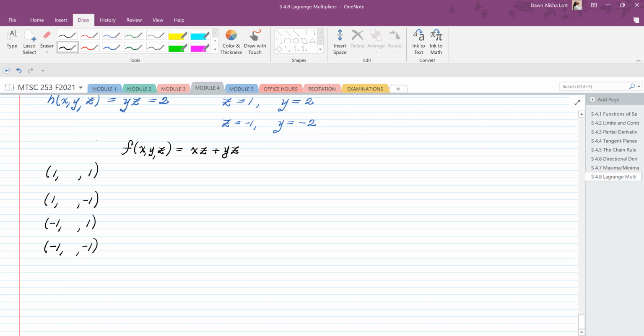Okay, X can be 1 and Z can be 1, and Y would be 2. X can be 1 and Z can be -1, and Y is -2. X can be -1 and Z can be 1, and Y is 2. And X can be -1 and Z can be -1, and Y is -2. Okay, now let's try it again. F of 1, 2, 1. XZ is 1, YZ is 2. That's how I got 3.